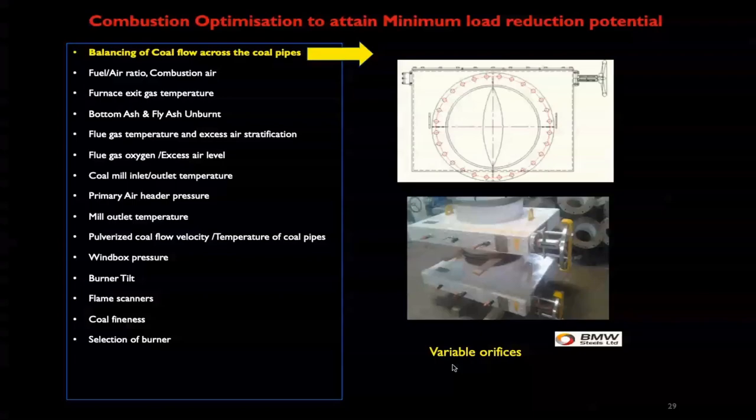So we have a very good solution by BMW Steel. I think they are also among the participants. It's a variable orifice that will be installed in the coal pipes, and as per the flow and other characteristics with online data, they'll balance the coal flow inside the pipe. They are supplying this to many stations, and in fact, we are planning to test in one of the stations. We'll check this.